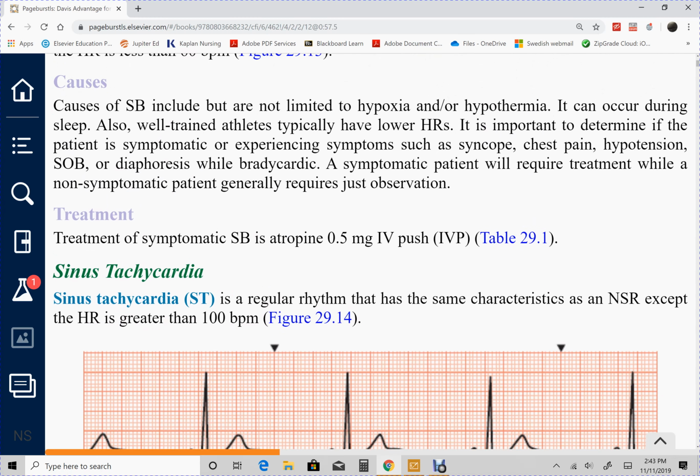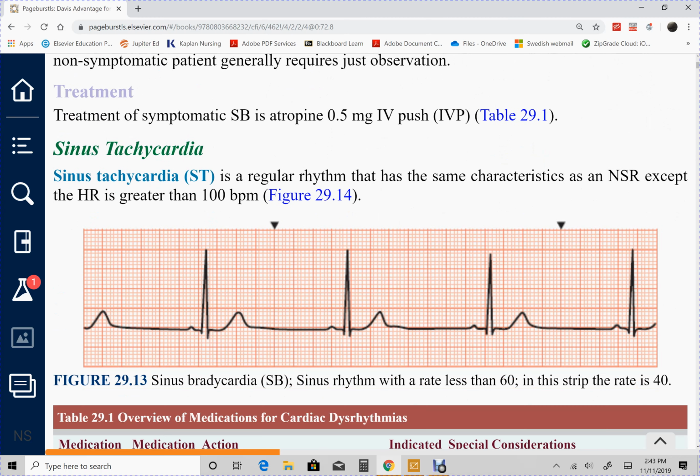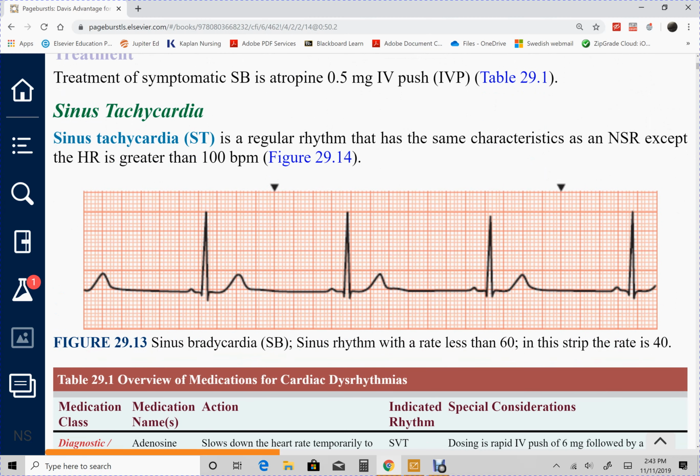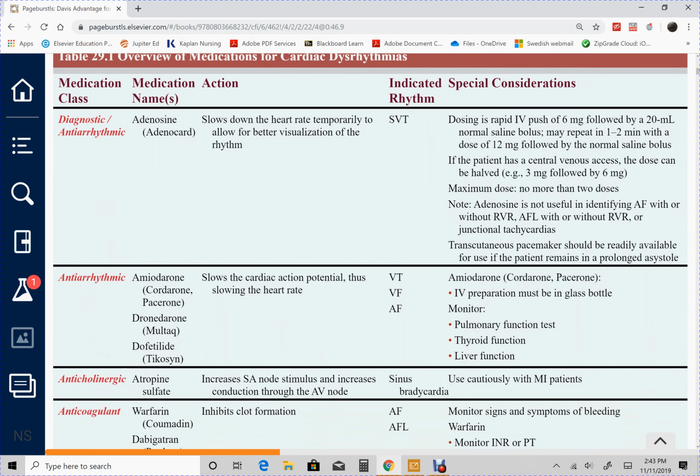So as stated here, sinus brady, if symptomatic, is treated with atropine 0.5 milligrams IV push. But otherwise, if there are no symptoms, then we just identify and treat the cause, which should eliminate the sinus brady. And for sinus tach, it's the same thing. If the patient is symptomatic, then we treat it. We give them beta blockers. Then you have a summary of the medications here, table 29-1.